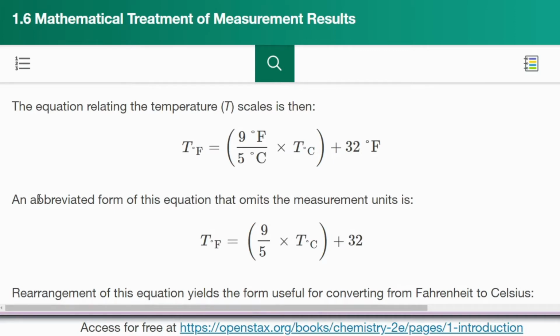The equation relating the temperature scales is then: temperature in Fahrenheit is 9 degrees Fahrenheit divided by 5 degrees Celsius times temperature in degrees Celsius plus 32 degrees Fahrenheit. An abbreviated form of this equation that omits the measurement units is: temperature in Fahrenheit is 9/5 times temperature in Celsius plus 32.